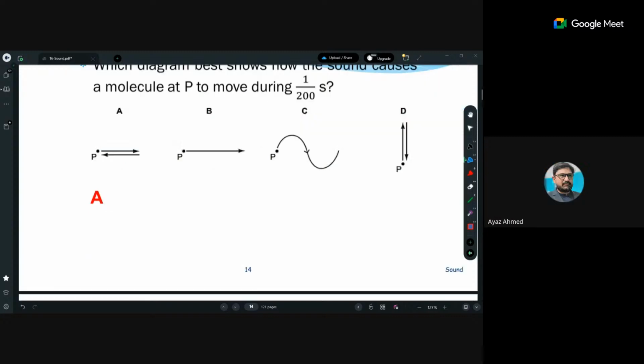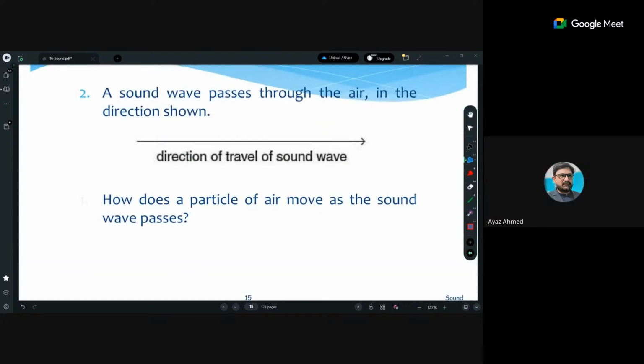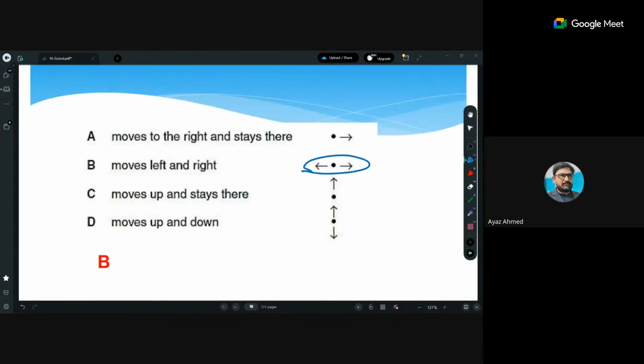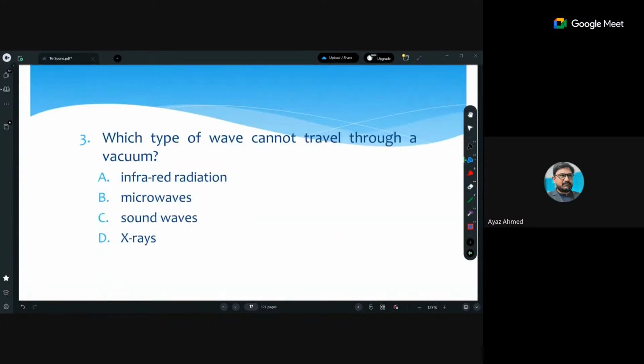The next one is that a sound wave passes through the air, and its direction of travel is shown. How does the particle of the air move as the wave passes? Again, option B is correct, because it is back and forth. I told you, these are simple patterned questions asked from this topic. Which type of wave cannot travel through vacuum? Sound wave cannot.